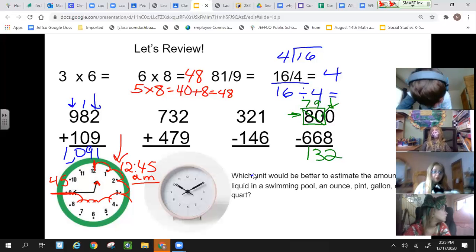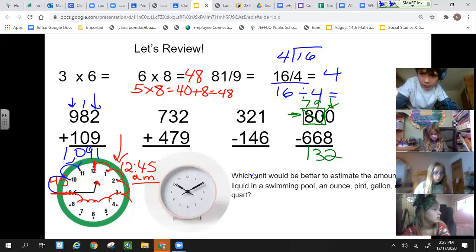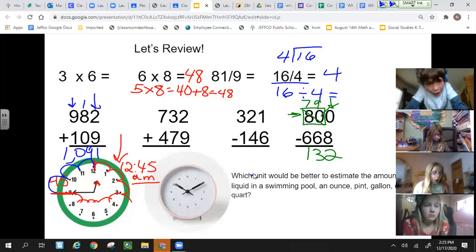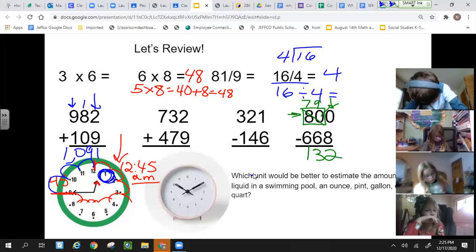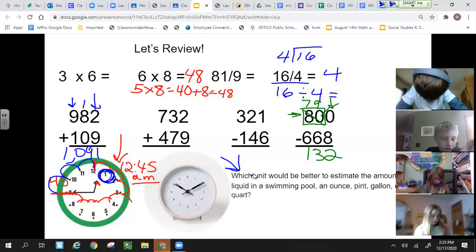How many minutes to the next hour, Max Giesberg? How many more minutes until the next hour? 15. So 15 minutes till what would the next hour be? 1. Very good.